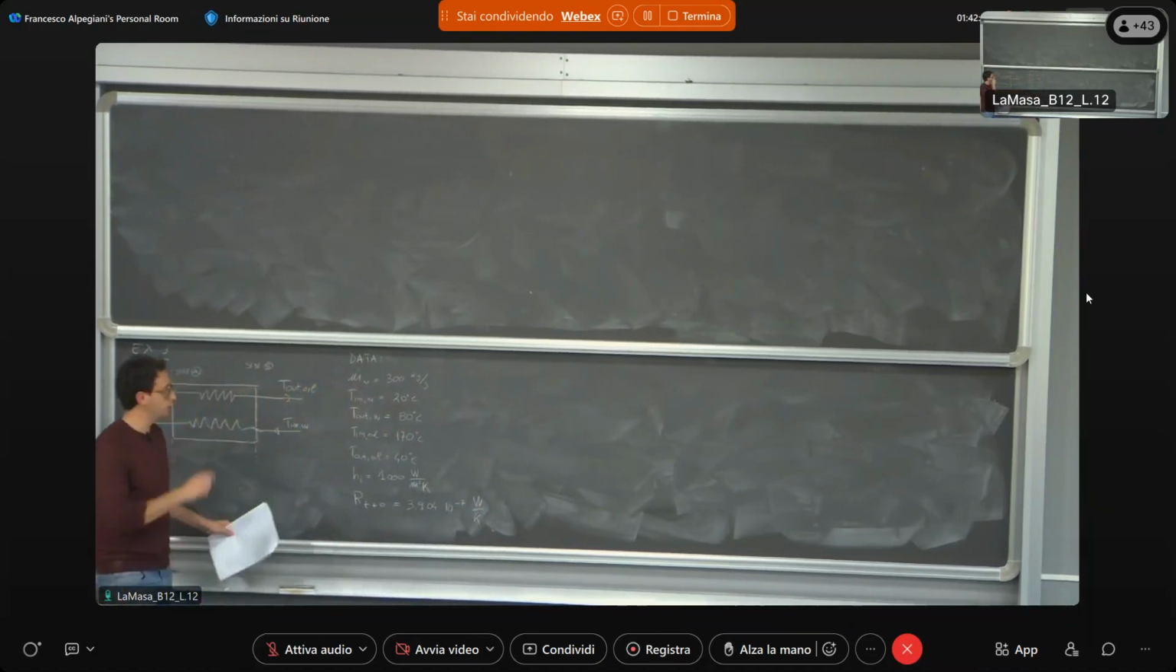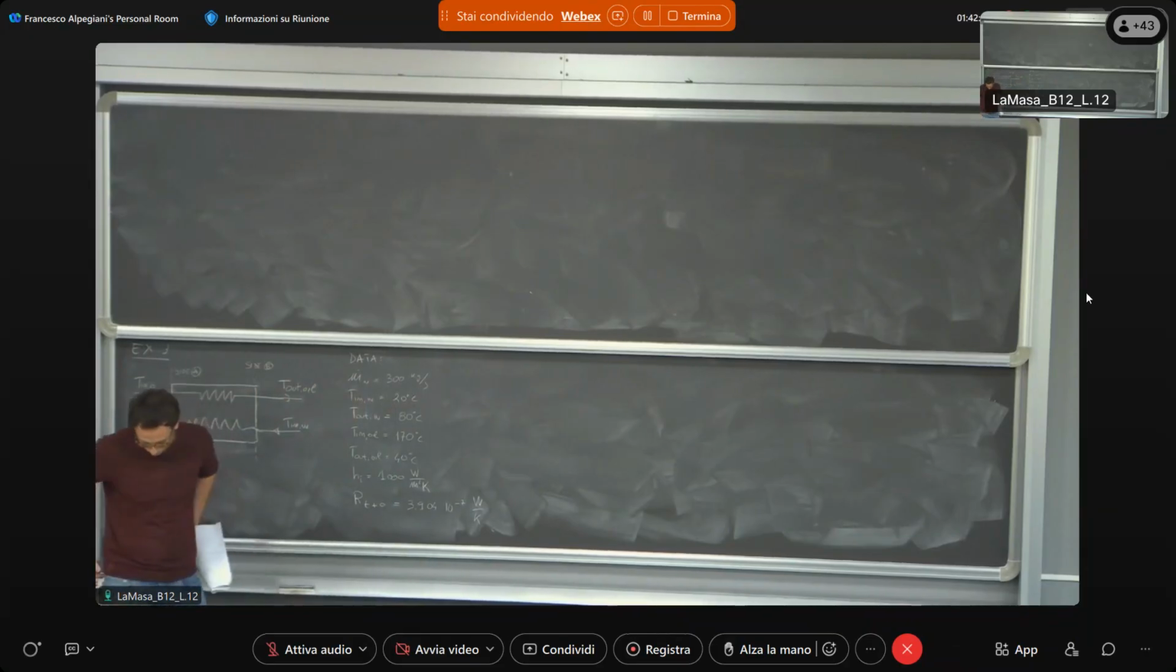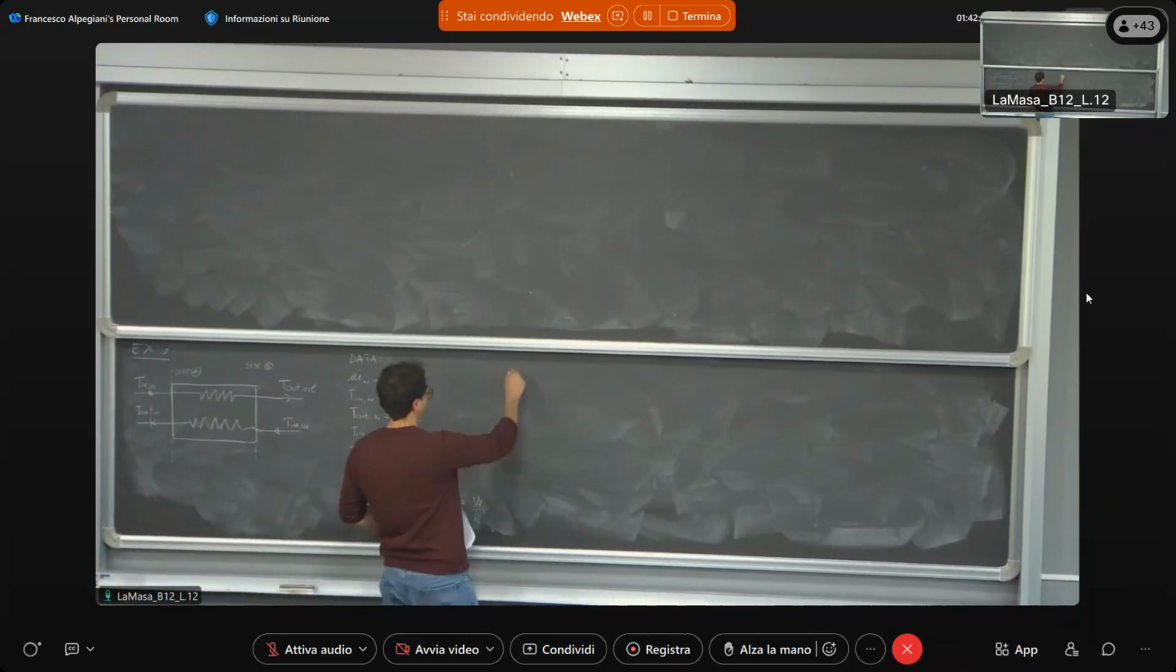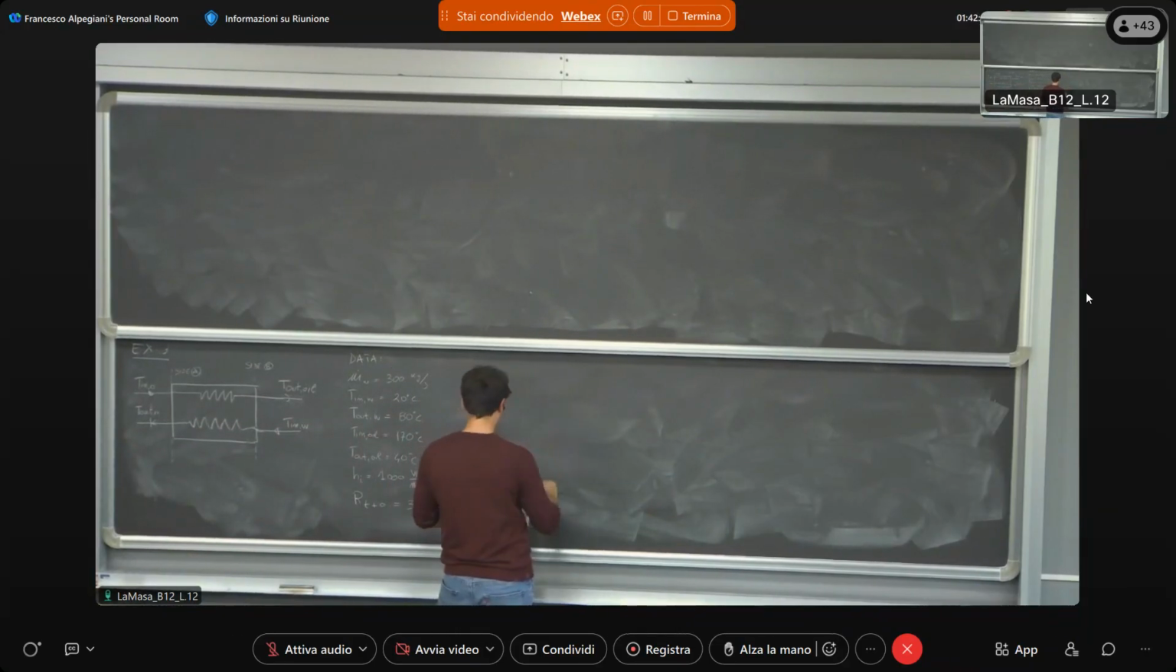For solving point number 1, related to the design of the heat exchanger, it is useful firstly to draw the TQ diagram of the heat exchanger.